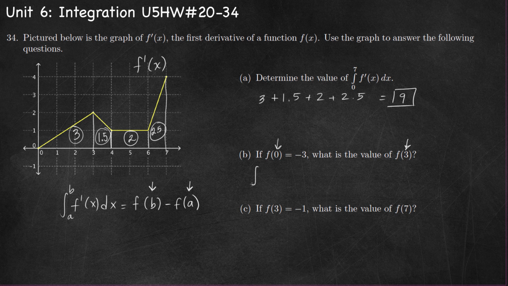So I want an integral that goes from 0 to 3. If I integrate f prime of x dx, that's going to equal f of 3 minus f of 0. I already know that f of 0 is negative 3, and I'm trying to solve for f of 3, and I can figure out the integral on the left using area. The area under f prime from 0 to 3 is 3. So we have 3 equals f of 3 minus, and then f of 0 was given to us as negative 3. So if I subtract 3 on both sides now, I get f of 3 equals 0.